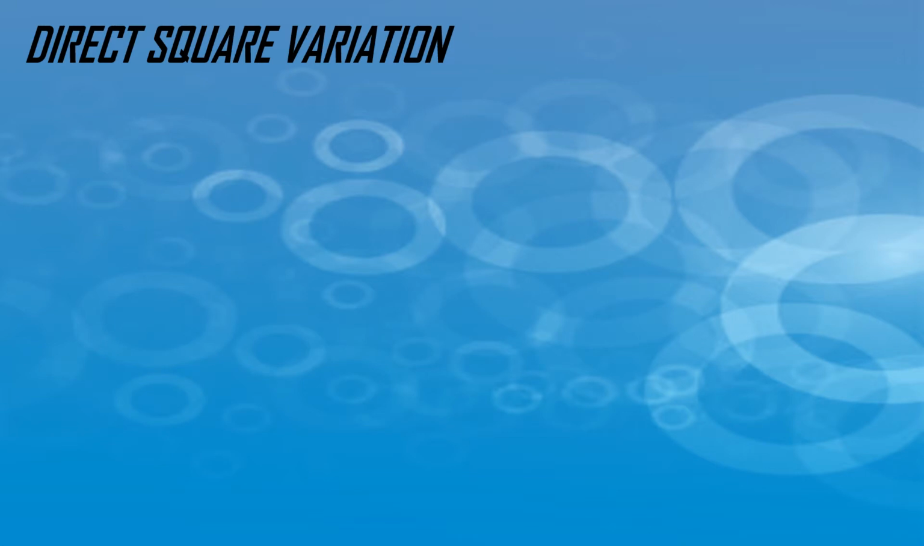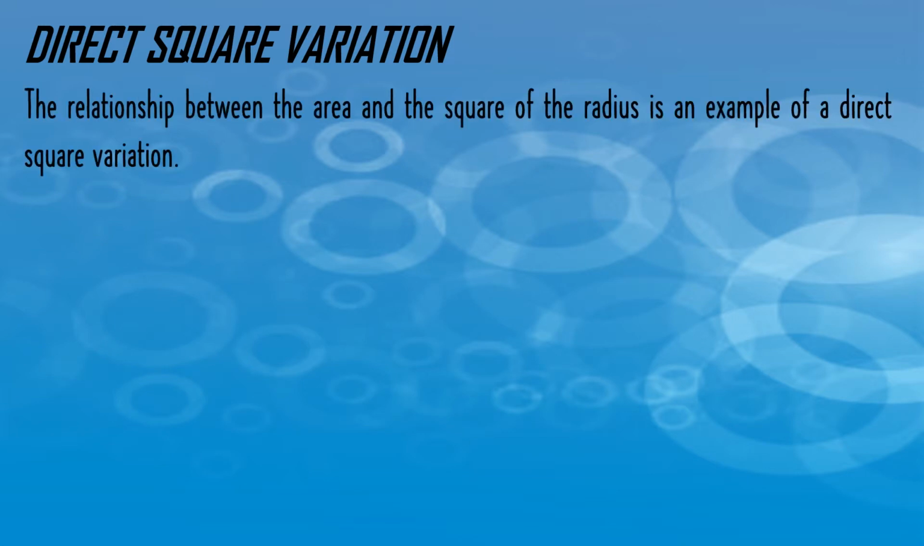Next is the direct square variation. The relation between the area and the square of the ratio is an example of a direct square variation. So, ano ba yung pagkakaiba ng direct variation sa direct square variation? So, naglagay lang tayo ng square sa bilang exponent sa isang variable.